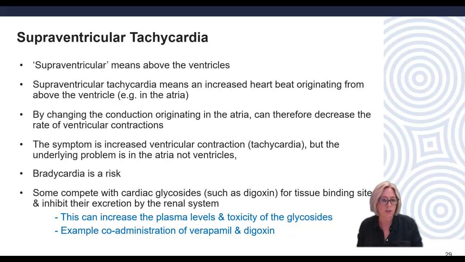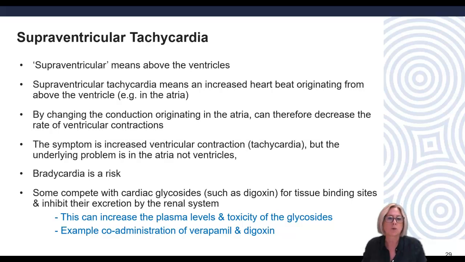Bradycardia is a risk with these drugs too. And some compete with the cardiac glycosides such as digoxin, which we're going to talk about next, which is a drug that's used to treat heart failure. And they compete with these for tissue binding sites and inhibit their excretion by the renal system. So this is a pharmacokinetic interaction, and it can increase the plasma levels and toxicity of the glycosides, for example, when there's co-administration of verapamil and digoxin.